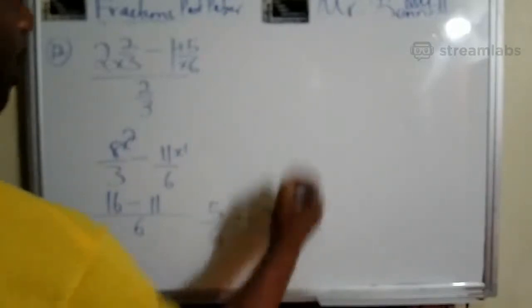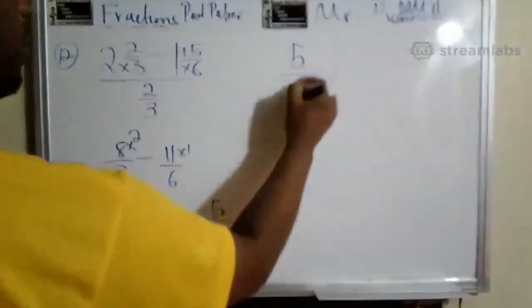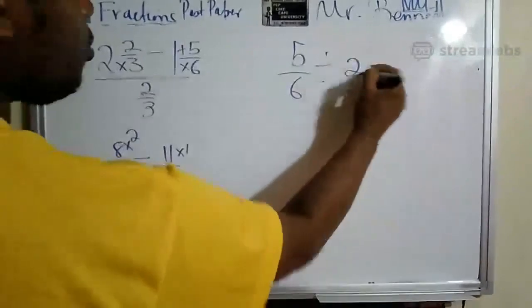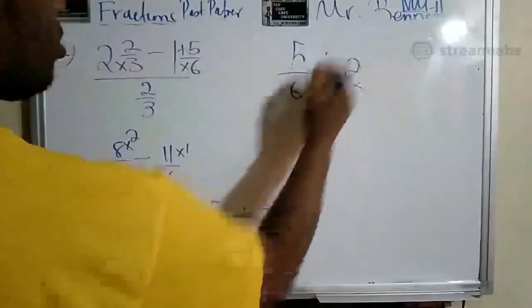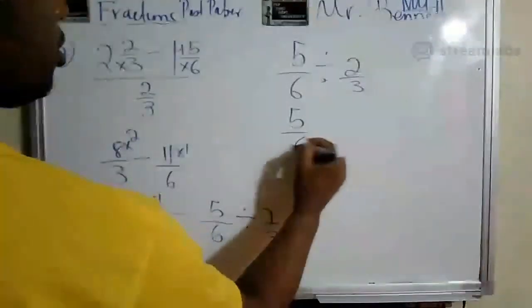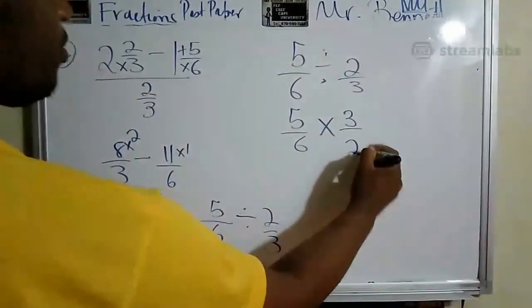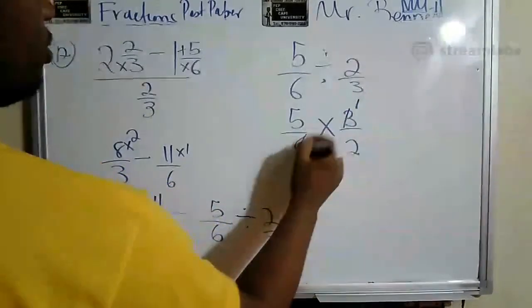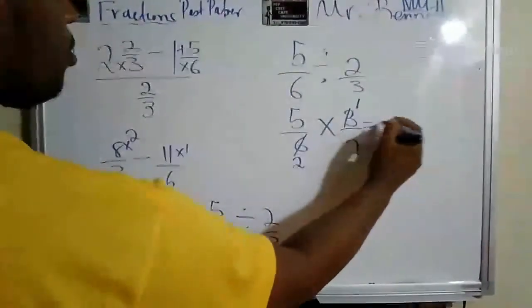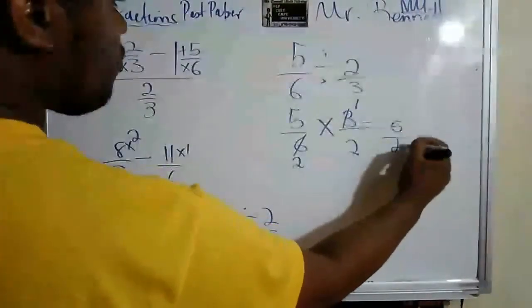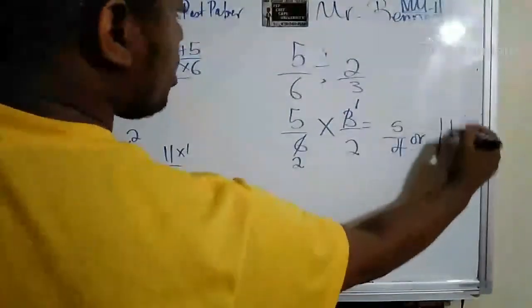So I'm just bringing it up to the top. So it's 5 over 6 divided by 2/3. So we keep this, change to multiplication, and we invert. 3 into itself 1, 3 into 6 is 2. So that's 5 over 4, or 1 1/4.